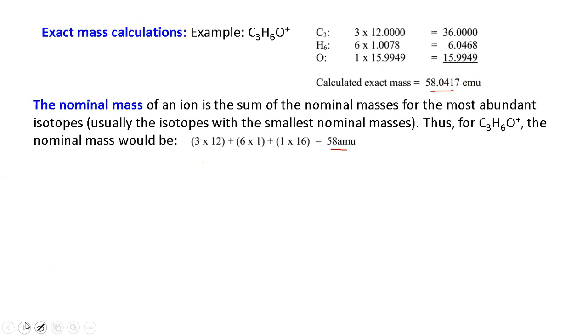Now, in different cases, what we'll see is that different molecules may have the same nominal mass. Okay, different molecules may have the same nominal mass, but they will never have the same exact masses. Okay, so in the exact mass up to 4 decimal points, you will see there will be some differences.